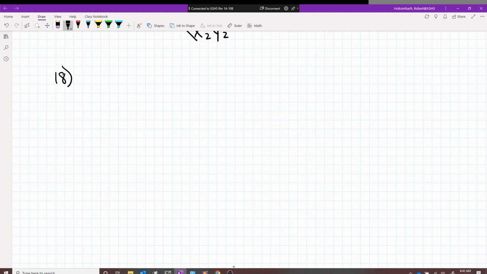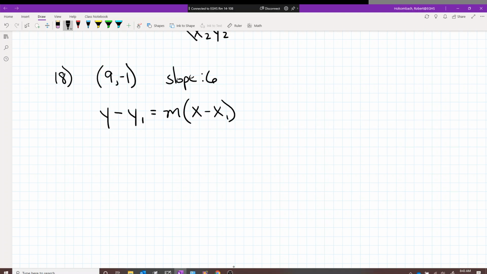Number 18, write an equation in point slope form of the line through the point (9, -1) with a slope of 6. Point slope form is y minus y sub 1 equals the slope times x minus your x sub 1. Alright, so in this case, the point that's given is your x1 and your y sub 1. So you just replace.